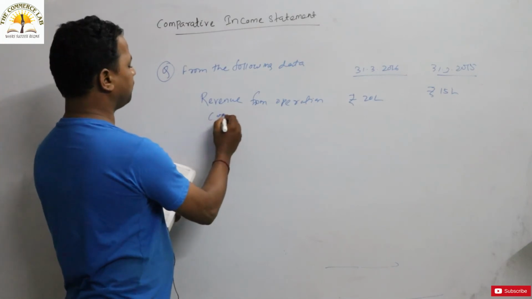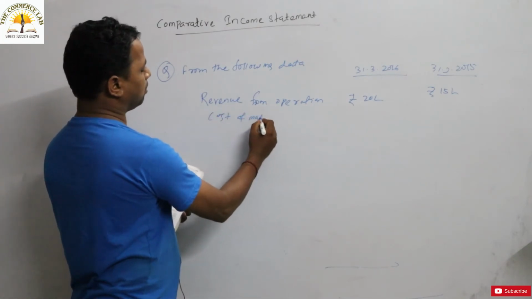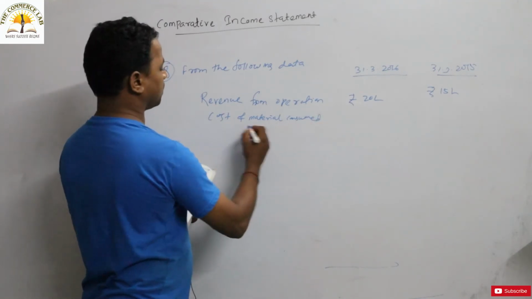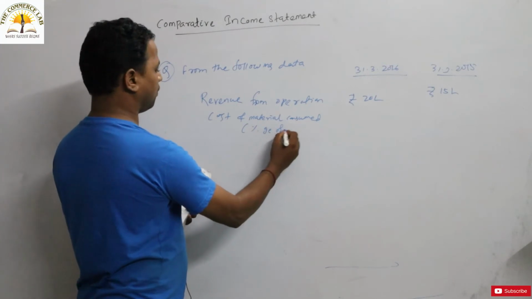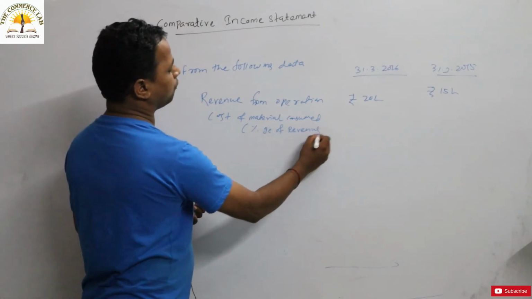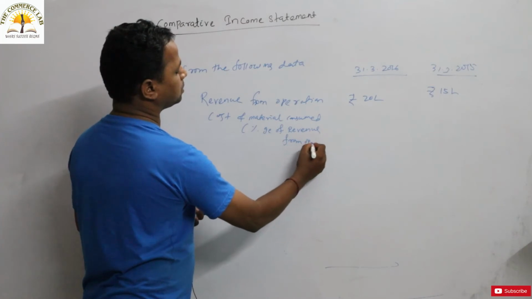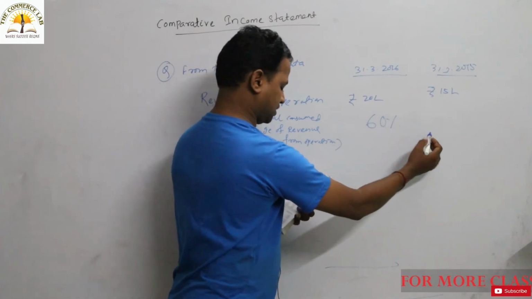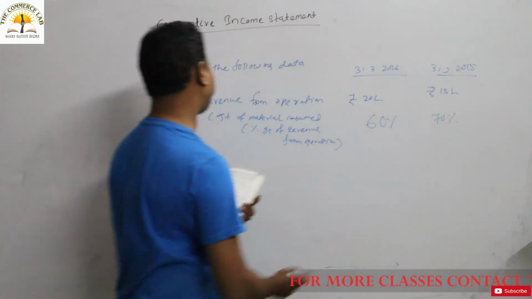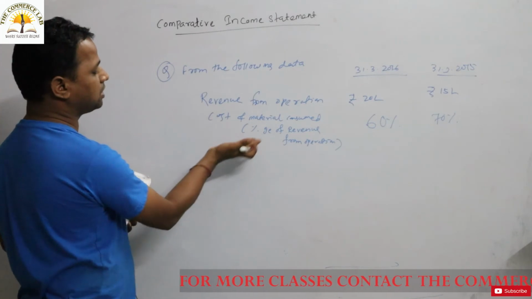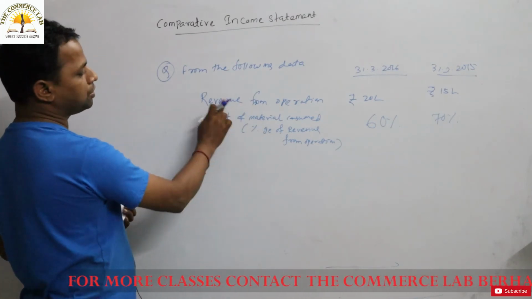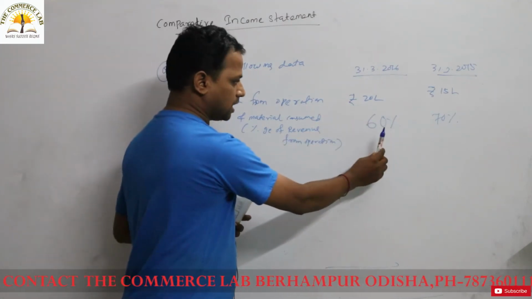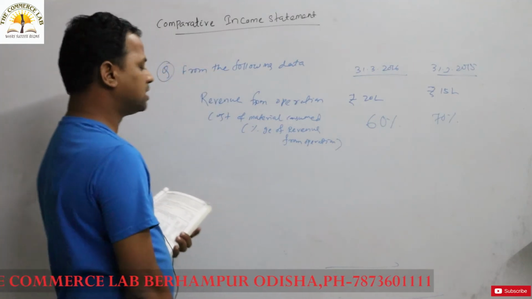The next item given is cost of material consumed. This is a small question for your understanding. It is given as a percentage of revenue from operation. 60% is given for one year and 70% for the other. So cost of material consumed is how much, everybody? It is 60% and 70% of revenue for both years. The current year is 60% and the previous year is 70%.